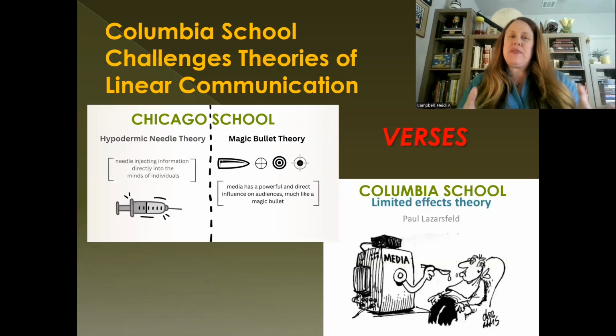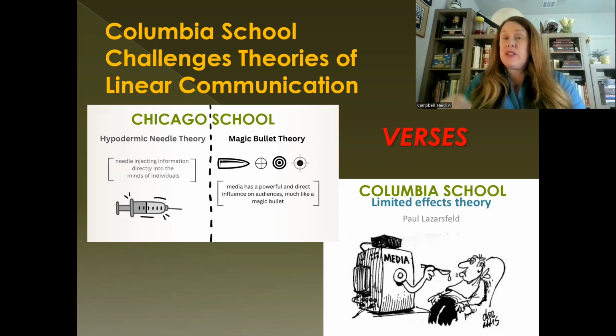So what was the main difference between the Columbia and the Chicago School? Well, we've been hinting at it, but let's talk about this briefly in terms of the theories. The Chicago School came up with the hypodermic needle theory, the idea that media has a message and that it injects that information directly into the minds. So this is a theory that media has a very direct effect, especially on people's thinking.